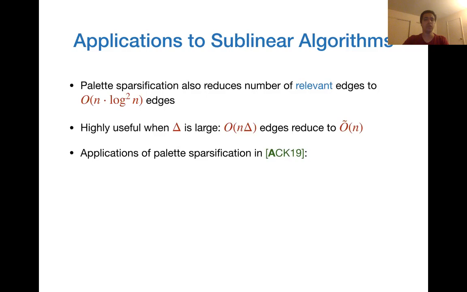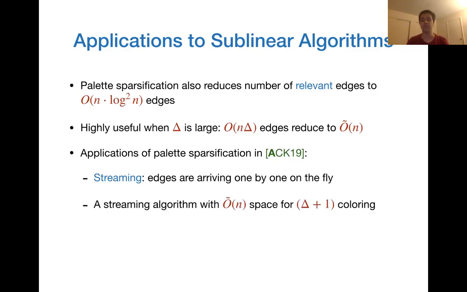This is useful in many different settings. Let me just mention two of them. In this ACK paper, we had a bunch of other applications as well, but two main applications are the following. First, it gives us a streaming algorithm. The setting is that edges of the graph are arriving one by one on the fly, and we have to process them without storing the edges. This gives us an algorithm that uses only O tilde n space, and we can find the delta+1 coloring of the graph this way.